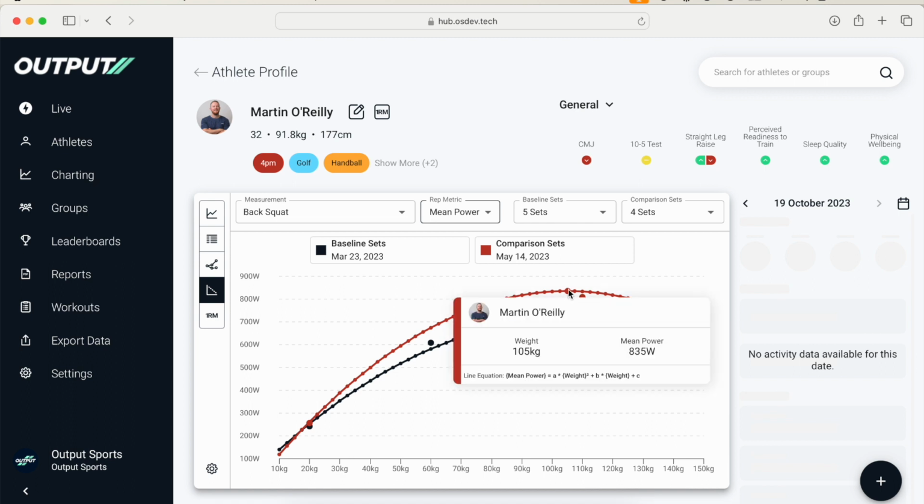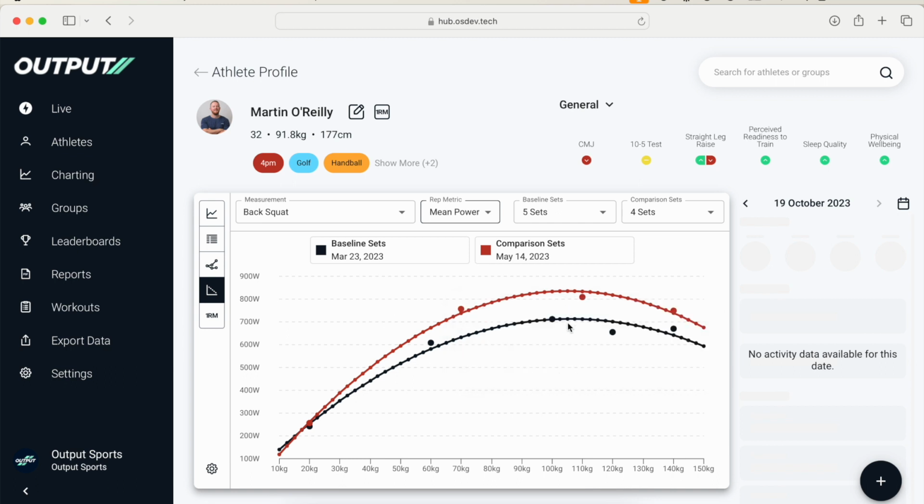So for 105 kilograms, he's producing 835 watts. For the same weight, he was producing around 700, which is right here. So it's massive improvements. This is a really nice way to be able to see how your athlete or athletes are improving based off the training regime that you are giving them.